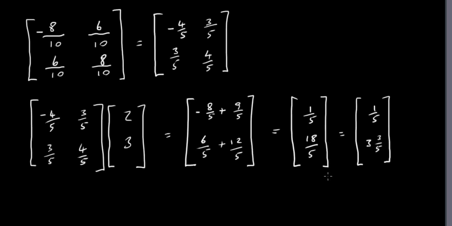Okay, so that's it really. When you take the point 2, 3 and do an axial symmetry in the line y is equal to 3x, you get the point 1/5 as the x value and 3 and 3/5 as the y value.